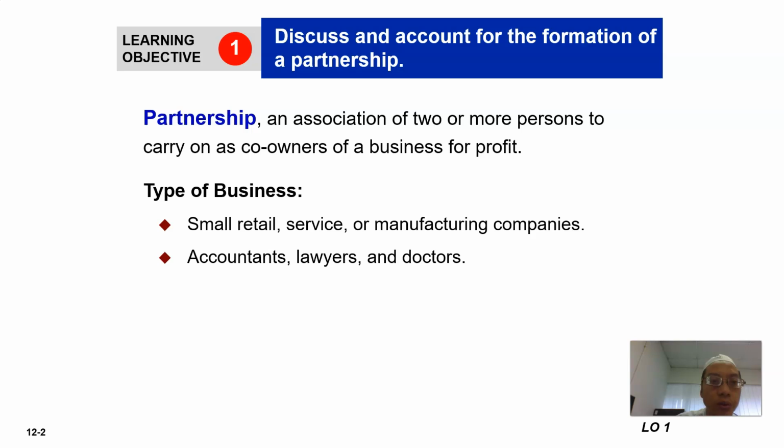Partnerships are usually used in the form of small retail, service, or manufacturing companies. Also, there are some manufacturing companies which are based on partnership. And professional services that are typically in the form of partnership would be accountants, accounting firms or audit firms, as well as law practices, and also doctors, clinics or health centers.